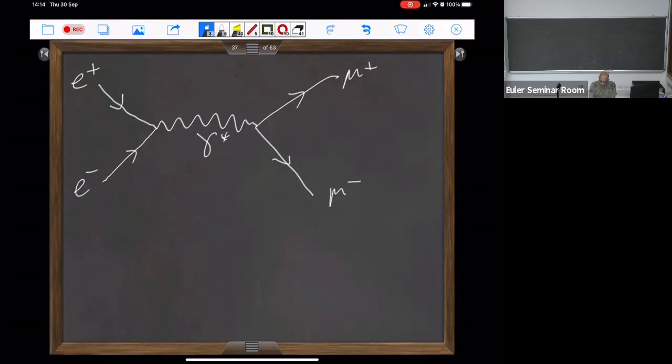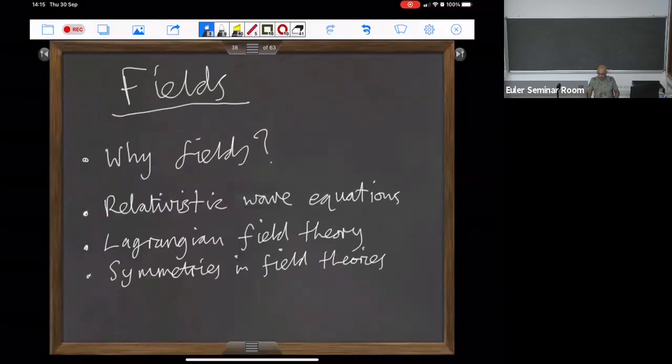Okay, so now we're going to go on to introduce fields, and roughly we'll do it in this kind of order, but it's not actually going to be exactly ordered like this. First of all, we'll start by talking about why we use fields, why, for example, we consider quantum field theory. That will be very general without any mathematics. And then we'll start talking about relativistic wave equations and relativistic field equations, and then introduce Lagrangian field theory, and also then we'll go on to discuss symmetries in field theories.